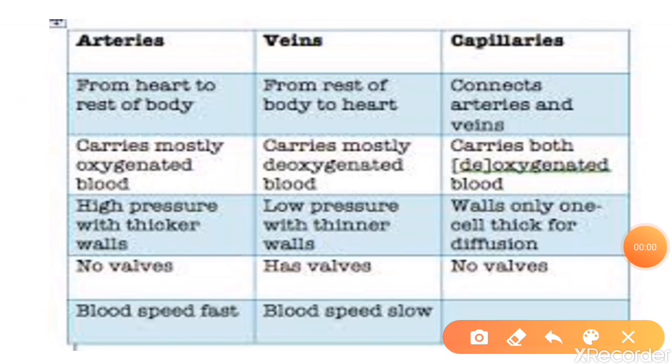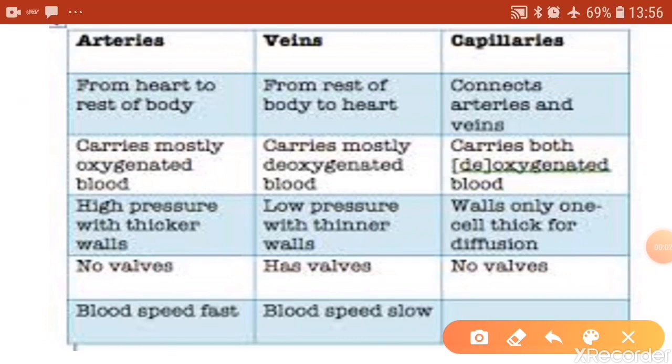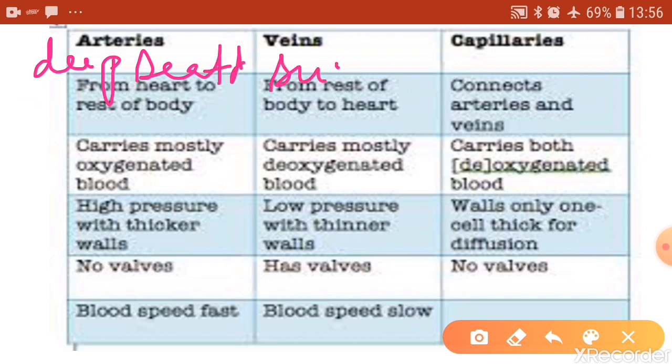Another difference between arteries, veins and capillaries is that arteries are deep seated. They are present deep inside the body. Veins are superficial. You can see the veins just beneath the skin. Whereas capillaries form a network in the tissues. So these are the differences between arteries, veins and capillaries.